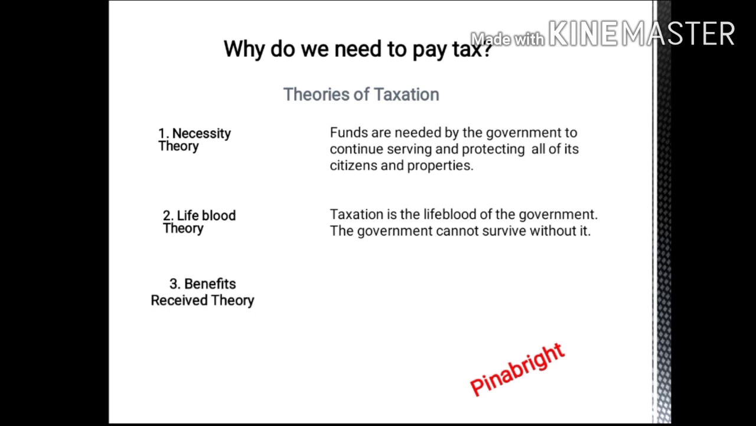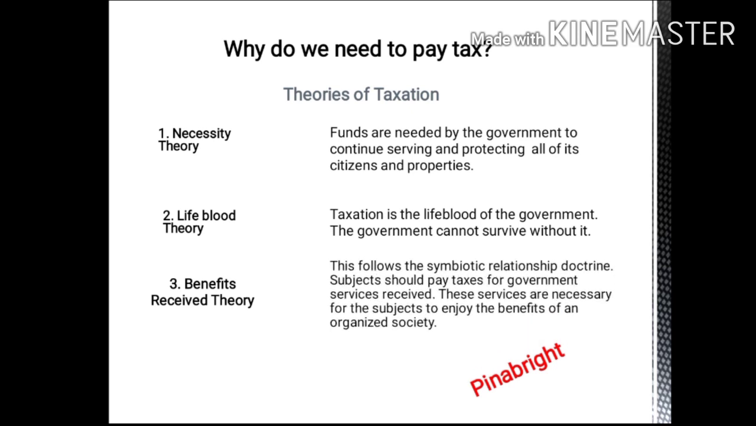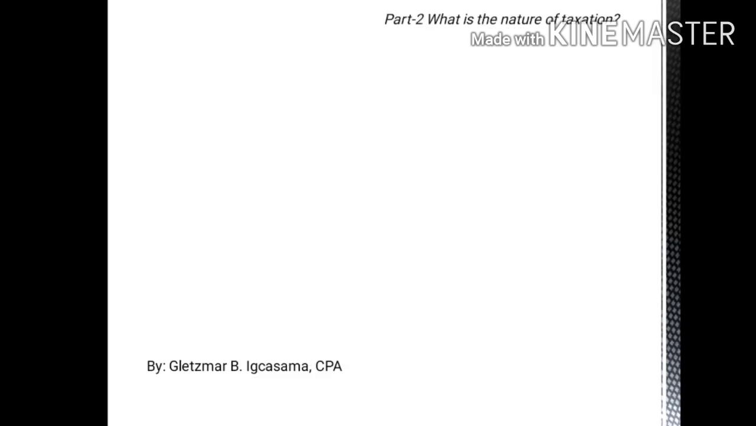The third one is benefits received theory. Actually, the government gives us benefits of an organized society. So we need to pay for it. So actually, the benefits received theory is centered on a symbiotic relationship. The government needs us and we need the government. So this is how you answer why do we need to pay for taxes using the theories of taxation. So let's go to part two because we're already through with part one.